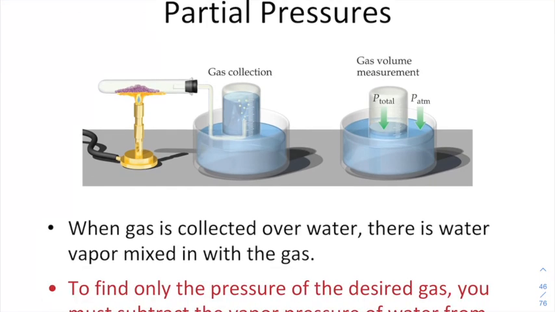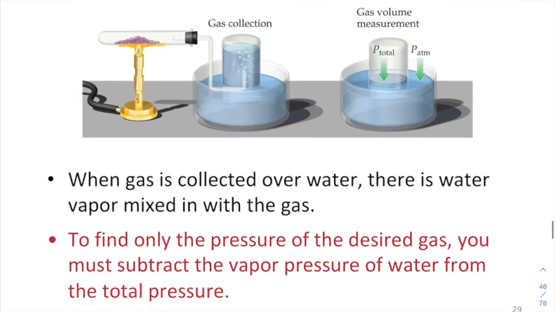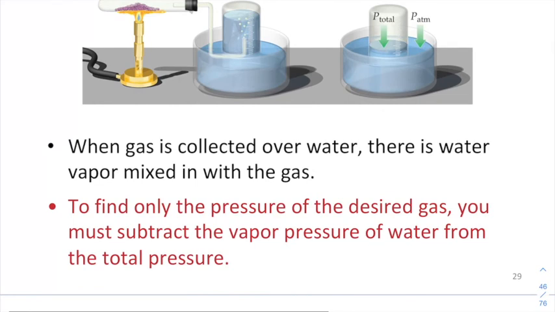Now we've got one problem with the technique, and that problem is that there's more than one kind of gas in there. Water always vaporizes a little bit. There's always a little bit of vapor pressure. So we're going to need to remove that vapor pressure, and that's where Dalton's law of partial pressures will come in. So right underneath it says when gas is collected over water, there is always water vapor mixed in with the gas. So to find the pressure of the gas you desire, the gas you want, you need to subtract the vapor pressure of water.